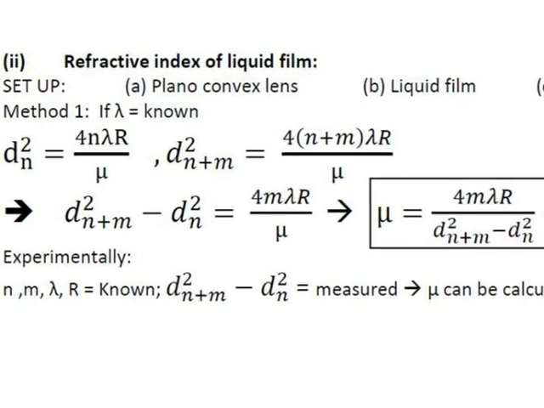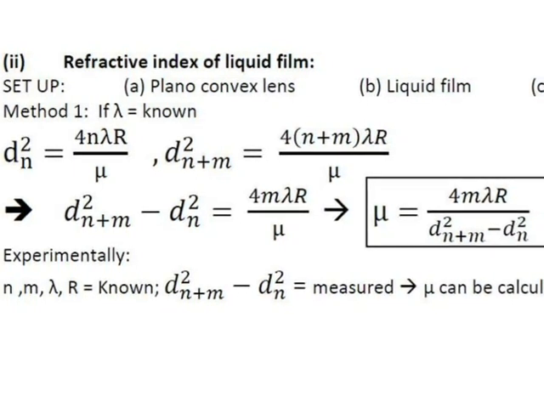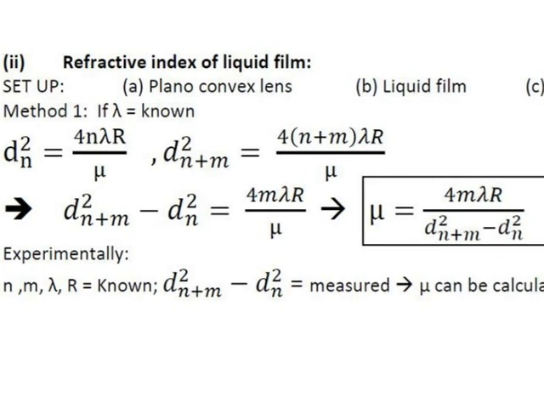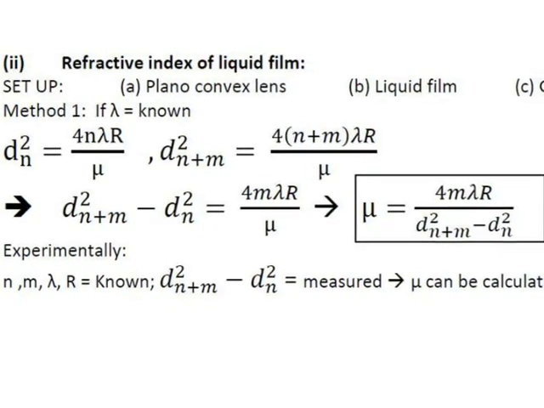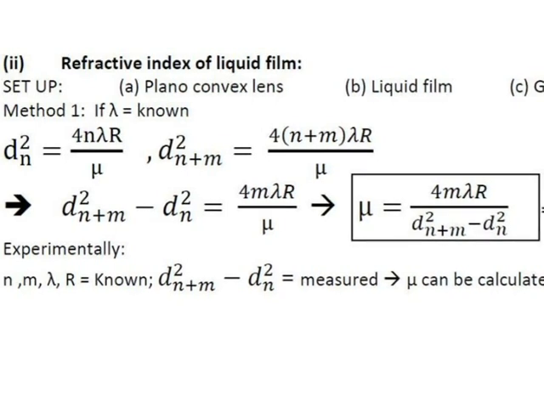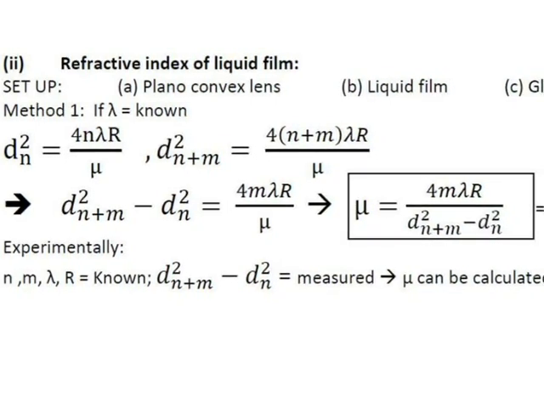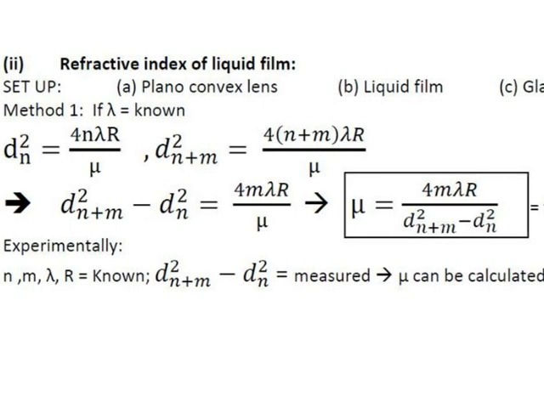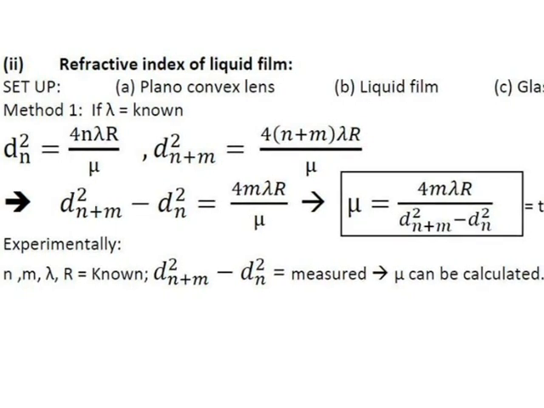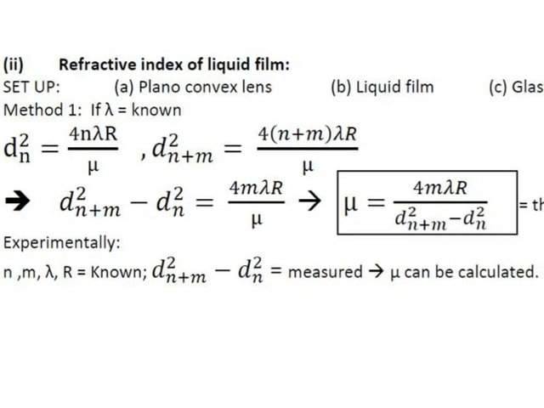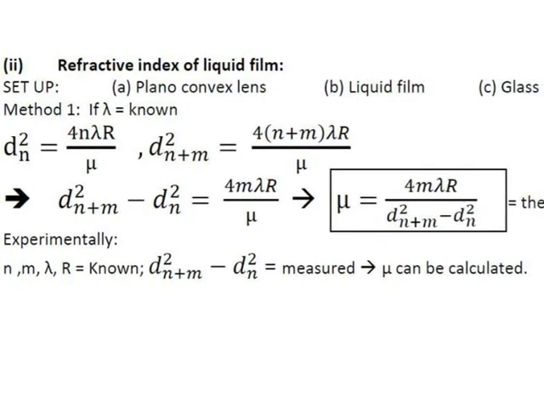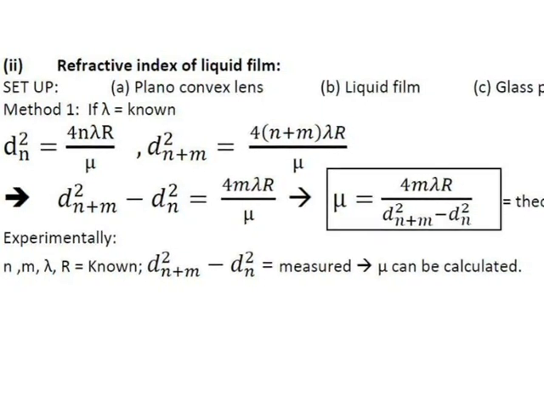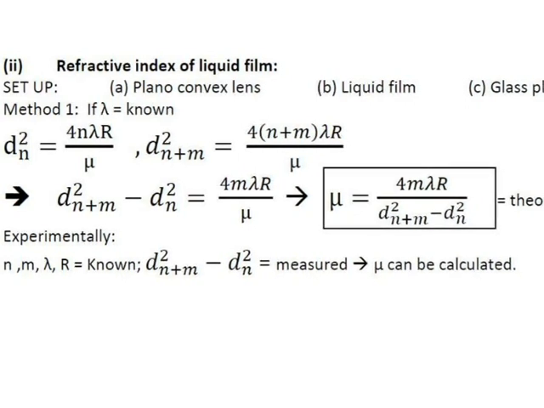Same pattern, find out Dn plus m square. It comes out to be 4 into n plus m lambda by mu. Find out the difference. And from here, keep mu on one side and bring all the terms on the other side. So we will find out the theoretical formula for mu. Again observe this theoretical formula. The same parameters are required as we require in the case of lambda.